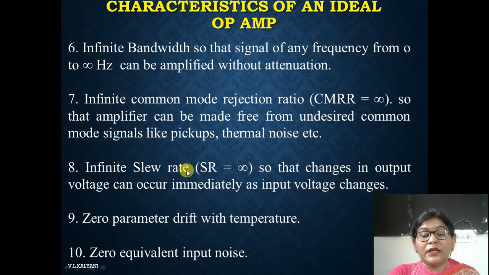This is again an important parameter of operational amplifier. This slew rate should be infinite, so that changes in output voltage can occur immediately as input voltage changes. The next term is zero parameter drift with temperature, and the last characteristic is zero equivalent input noise.